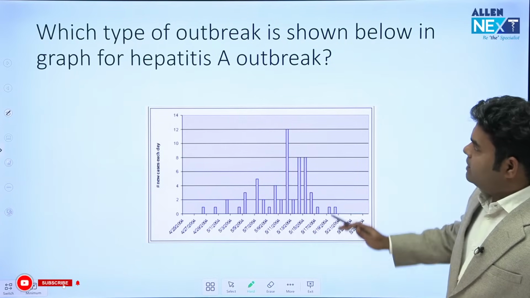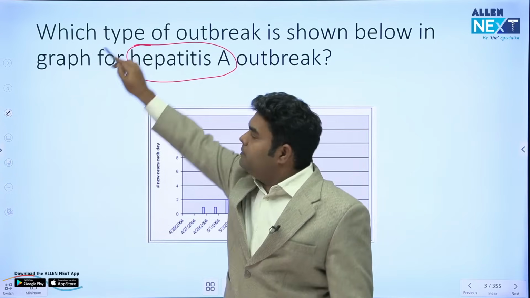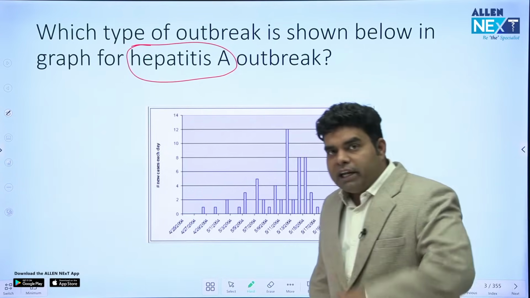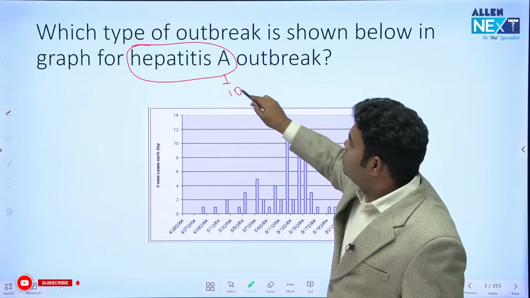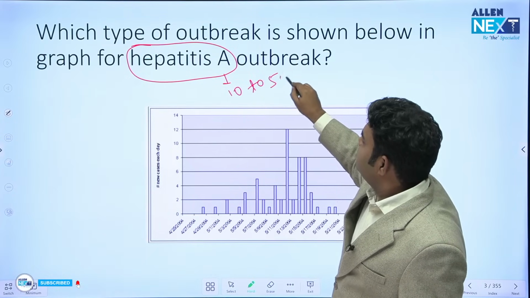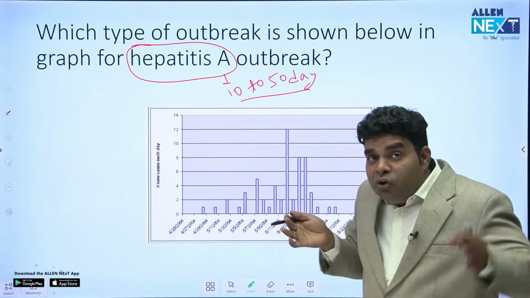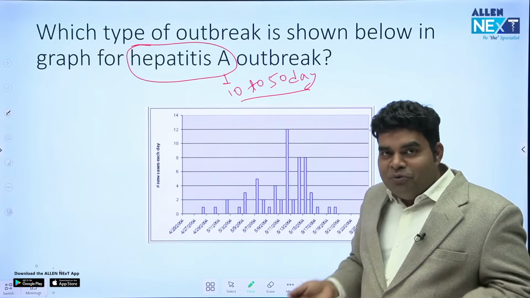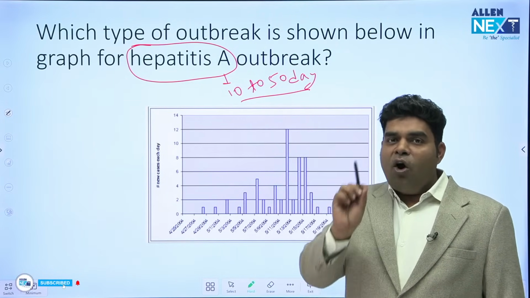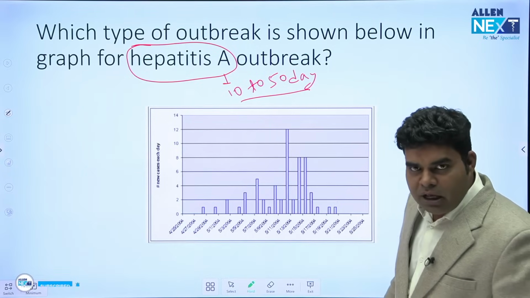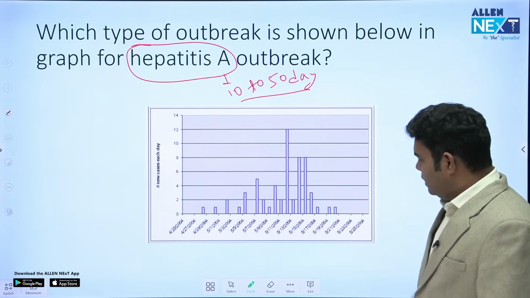They can give you a graph like this. And here they are talking about a hepatitis A outbreak. So what is the incubation period for hepatitis A? 10 to 50 days. If cases are occurring within 50 days, within the incubation period, we call it common source single exposure or point source epidemic. Now let's check how much time it is taking for cases to occur.